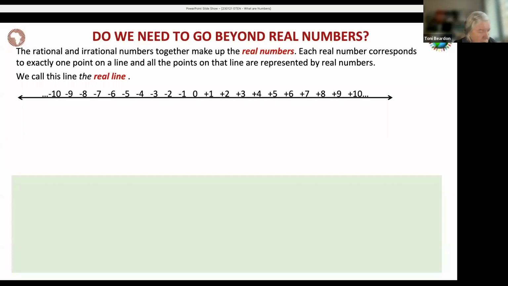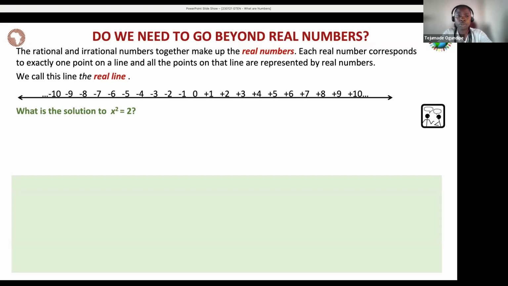So, do we need to go beyond real numbers? From the previous slide, we've talked about rational numbers and irrational numbers. The rational and irrational numbers together make up the real numbers. Each real number corresponds to exactly 1 point on the number line, and all the points on that line are represented by real numbers. So we call this line the real line.